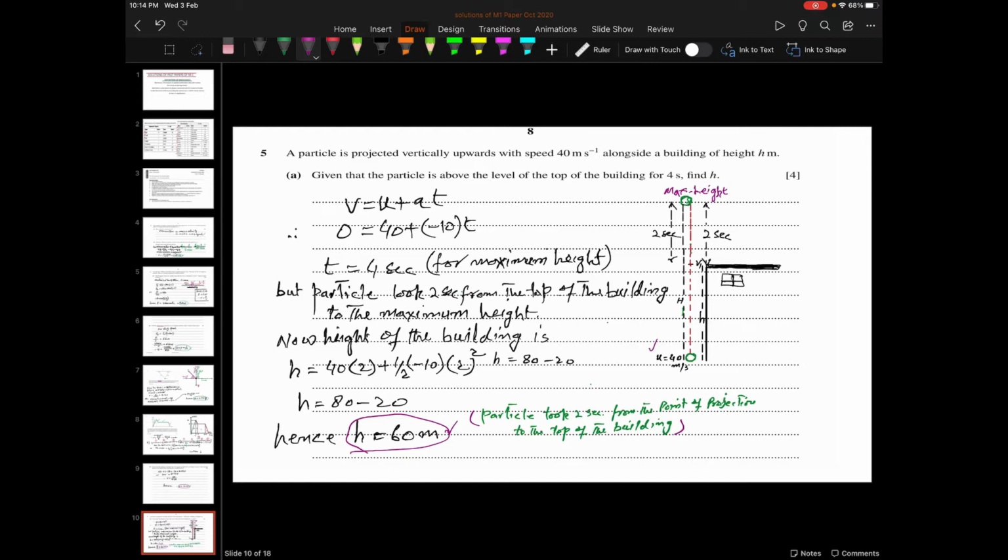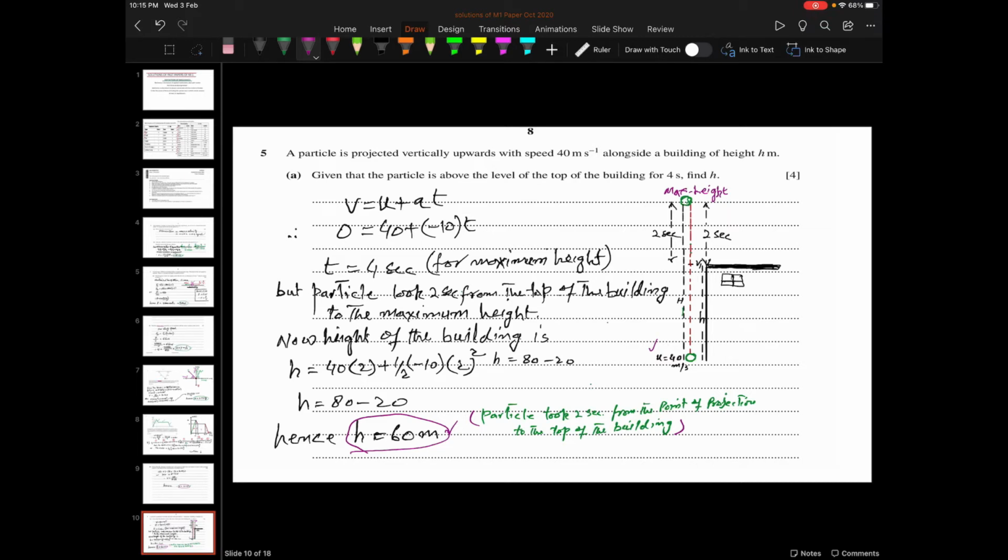Substitute these values in the equation v is equal to u plus at. We have t is equal to 4 seconds. That is the time taken by the particle to reach the maximum height. But the particle took 2 seconds from the top of the building to the maximum height.